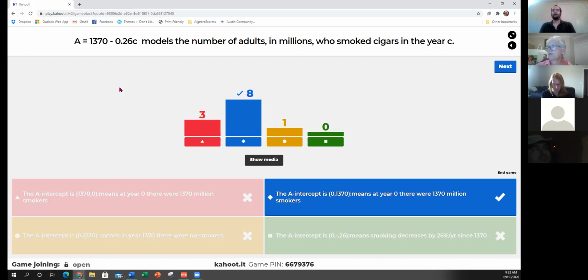Okay, so good. Most of y'all did get this. So the reason that the triangle red one is wrong is because that's an x-intercept, not a y-intercept. So watch that. So the y-intercept or the a-intercept is (0, 1370). And that means at year 0, if you plug 0 in for the C, which is the year, then you would get 1,370 million smokers.